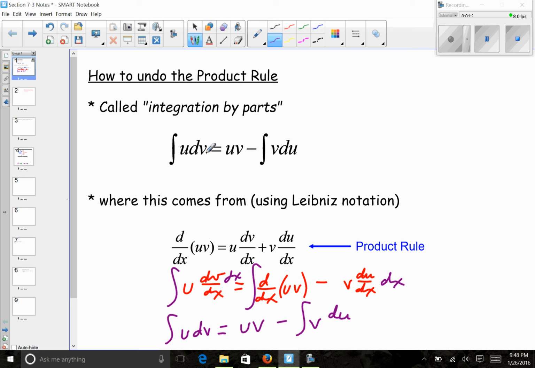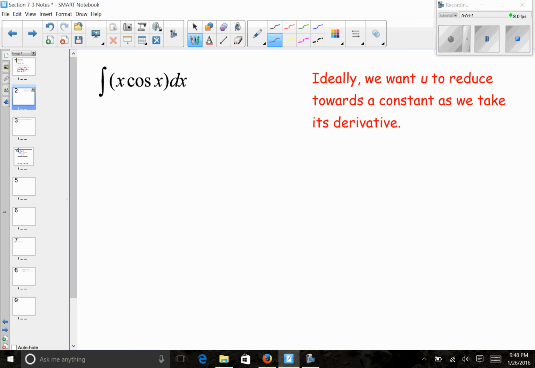The key here is remembering that u and v are functions, and that means dv will be a function as well that happens to have dx in it. And it's trying to figure out what part of the integral should be u and what's left is dv. So this makes more sense once you see an example.